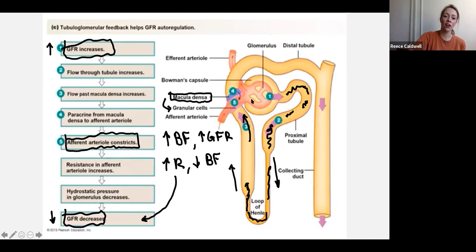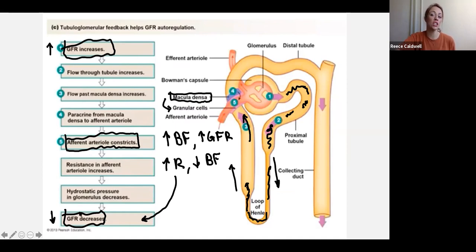So the big thing here is, we increase blood flow, we increase glomerular filtration rate. This causes an increased flow through the nephron. The macula densa cells are going to sense that increase in blood flow. They surround the tubule. They will send a signal to the granular cells that surround the afferent arteriole, causing that arteriole to constrict, therefore increasing resistance, decreasing blood flow, and decreasing glomerular filtration rate.